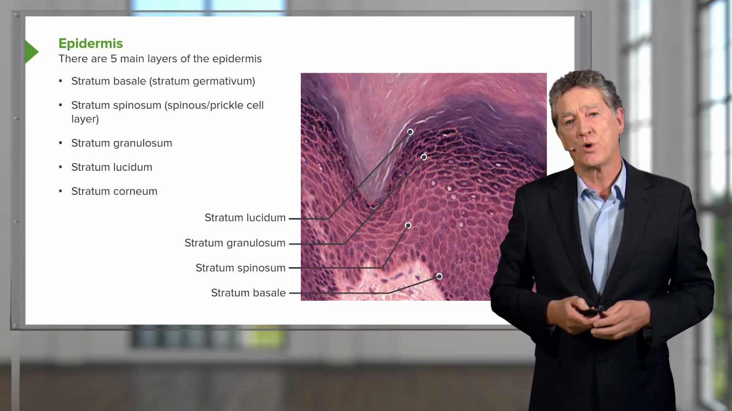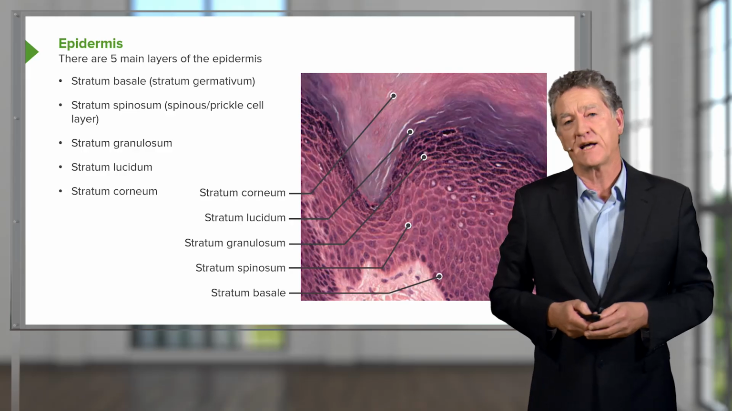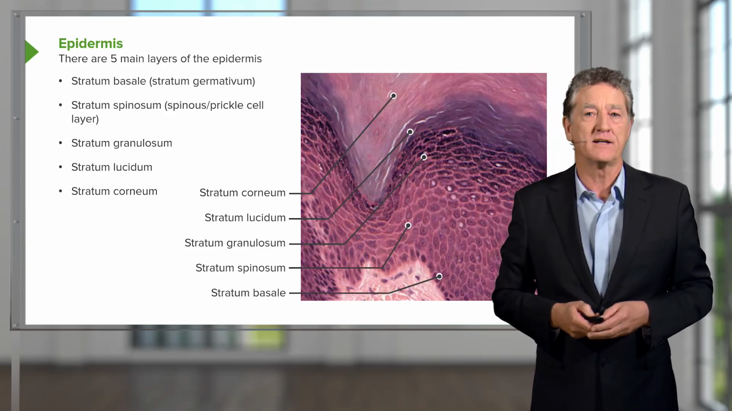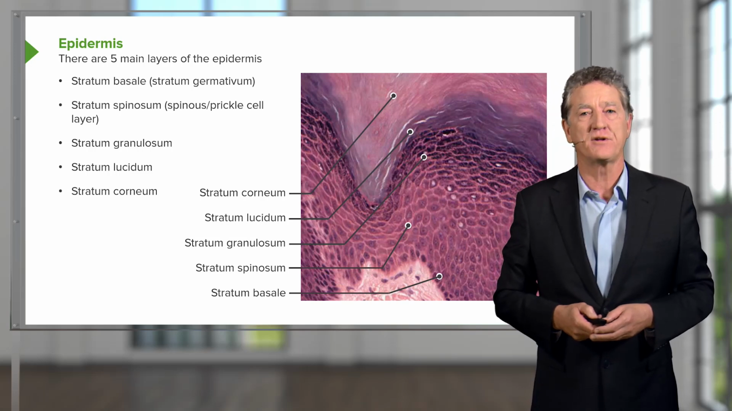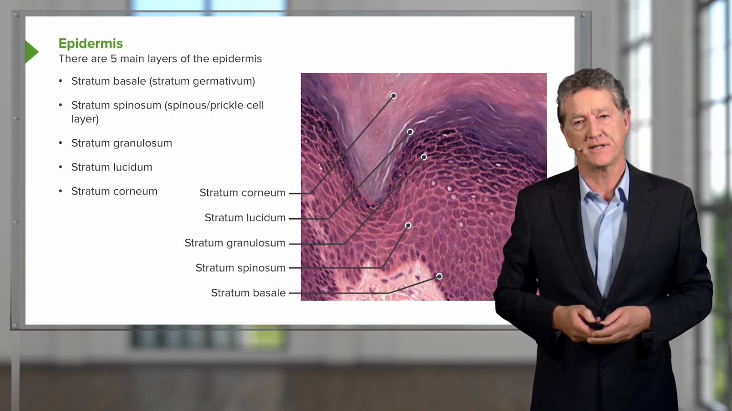So the stratum corneum then is a very important layer. It's our waterproofing layer in skin. And as I mentioned earlier, it's very, very thick in thick skin.